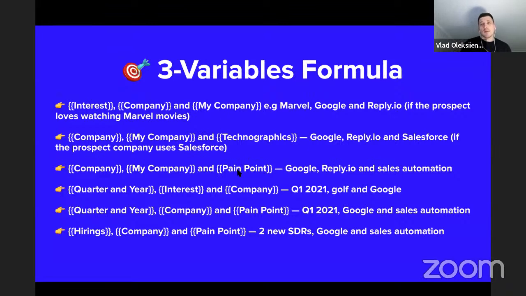So, for example, if the prospect loves watching Marvel movies or DC movies, or you know their hobby or their interests or something like this, or maybe their college, I don't know, their anniversaries, and so on. So you just combine these three random variables, connect them in your email template, and this will work.